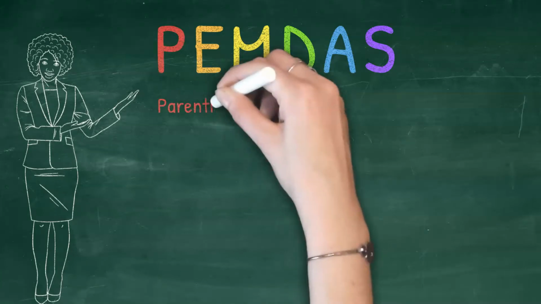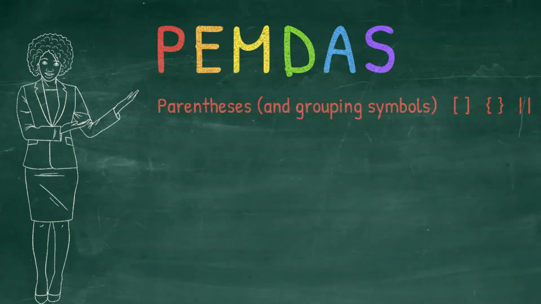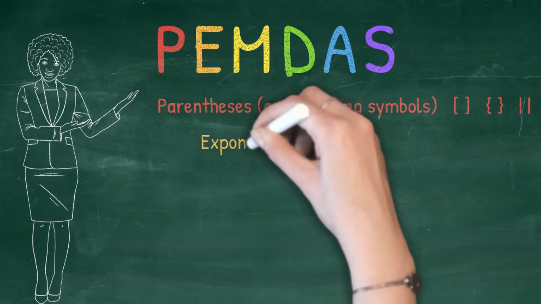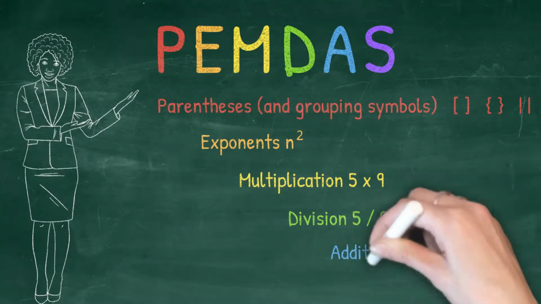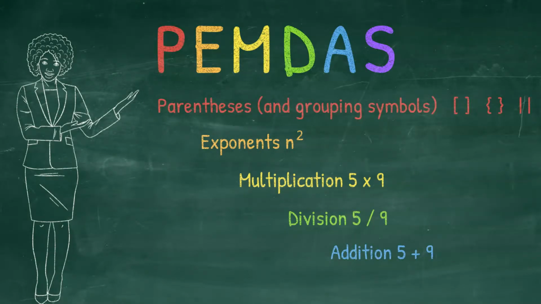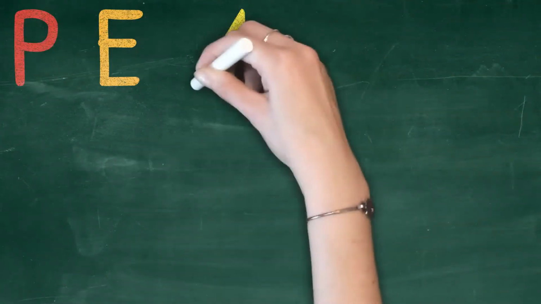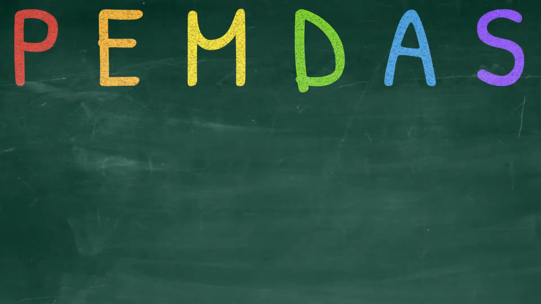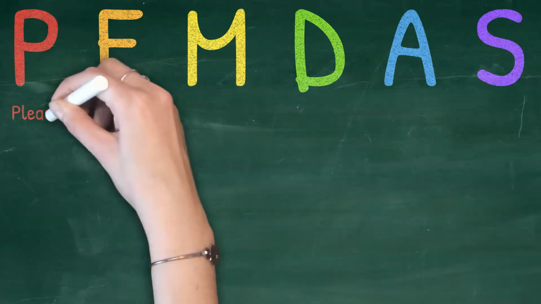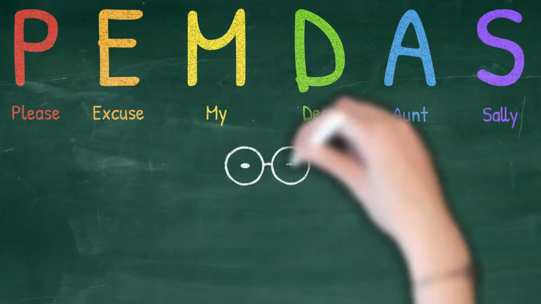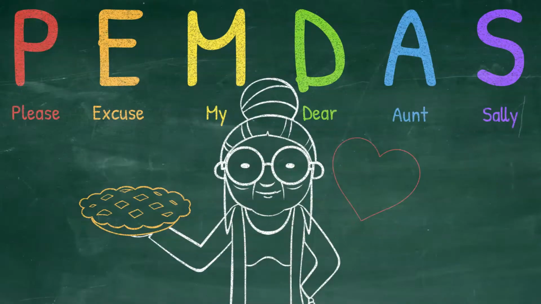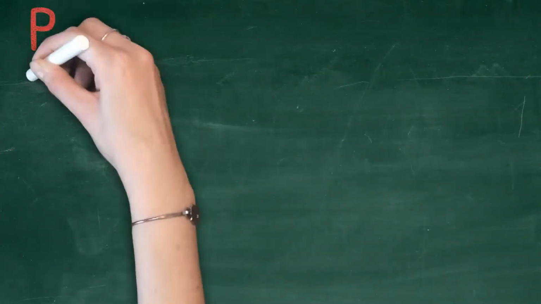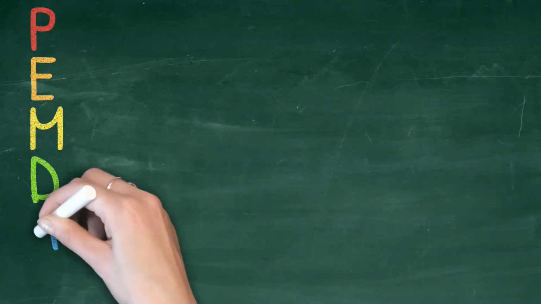P stands for parentheses, but this first step includes any symbol that groups terms. E is for exponents, M is for multiplication, D is for division, A is for addition, and you guessed it, S is for subtraction. I know PEMDAS isn't a real word and may be difficult to remember at first, so think of it as, please excuse my dear Aunt Sally. I don't know what Aunt Sally did, but if she's helping us remember the order of operations, I'm sure it's worth forgiving. PEMDAS is the order we follow when an expression contains multiple operations.